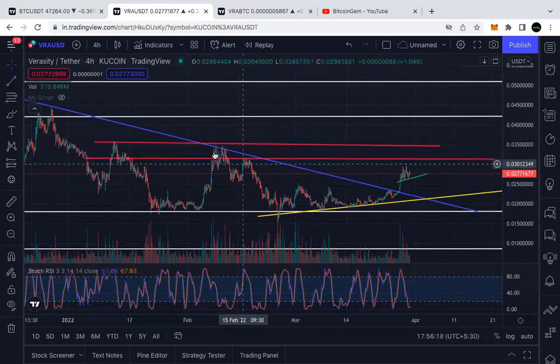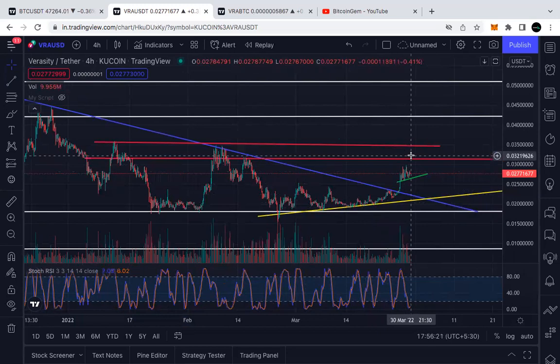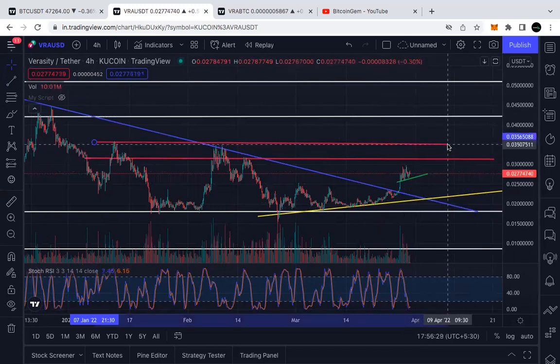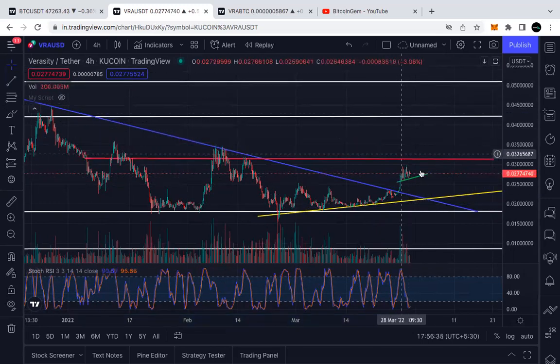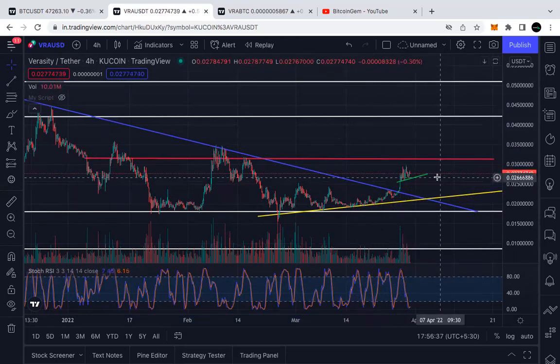But since we are bottoming like this, I think once we break 3.1, we will accelerate to 4.2 quickly. We will have some short-term resistance at 3.5, but we can break that and go to retest 4.2 for sure. So overall, VRA is looking good over here.